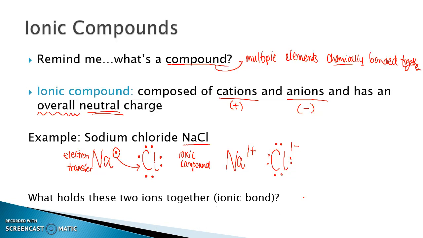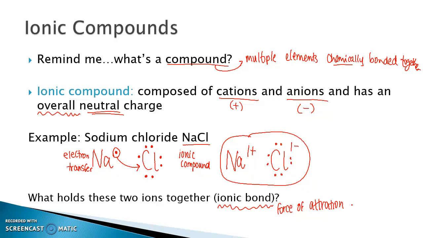So the big question is, what is the ionic bond? What is it that's holding these two ions together? That's where the laws of attraction come into play. What's holding these two things together is the idea that positives are attracted to negatives. Cations are attracted to anions. And that is what an ionic bond is. It's a force of attraction between a cation and an anion, or multiple cations and anions.